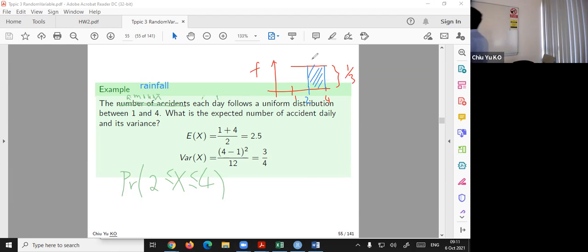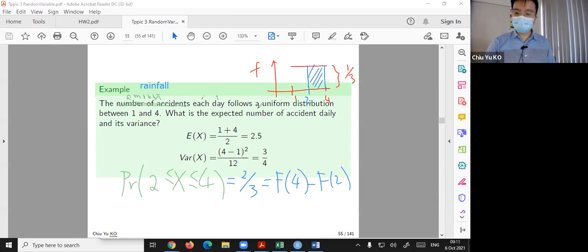And you can use your elementary school math, right? The base is 2, the height is 1/3, right? So this will be 2/3. Okay. And of course, besides this elementary school way, you can use a formula. It's the same as F of 4 minus F of 2. Okay. F of 4 is 1.